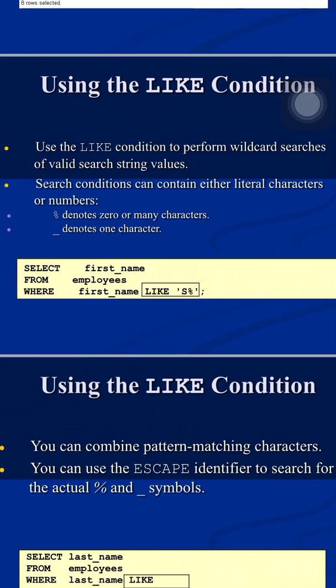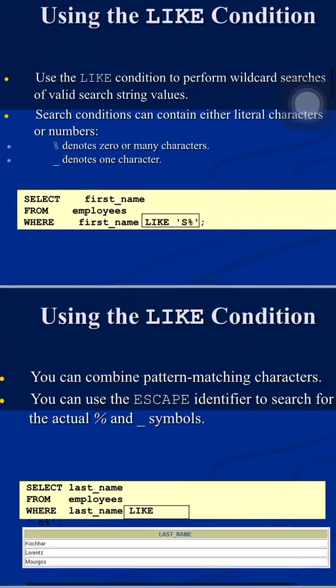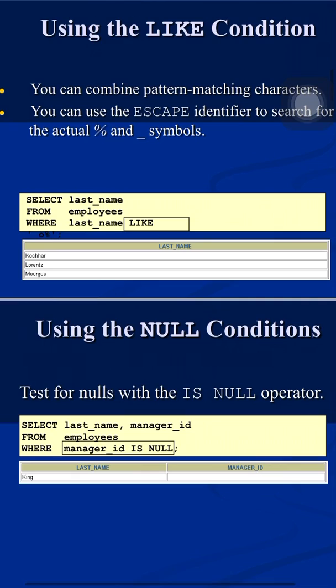So what we understand from this is our data is case sensitive, and with the help of LIKE we can perform wildcard searches, and we have two patterns in it: percentage, which denotes zero or more characters, and underscore, which denotes one character. We also have a fourth option, that is in the form of NULL. So we can print all those employees whose manager ID is null.